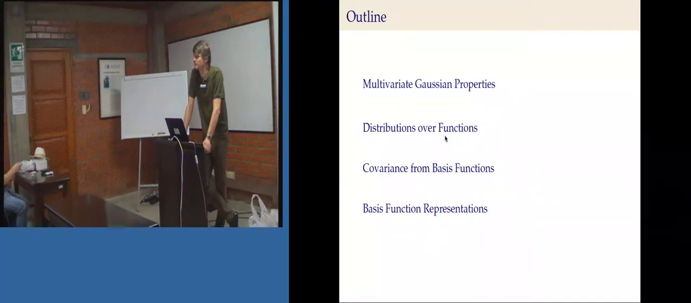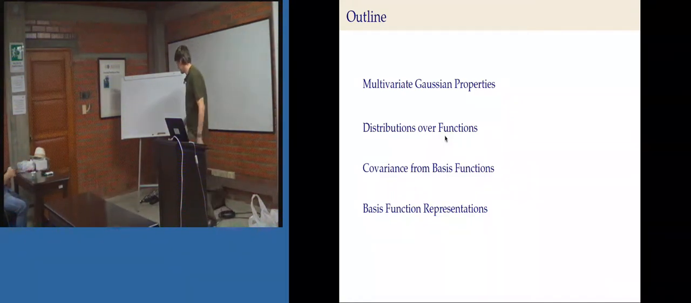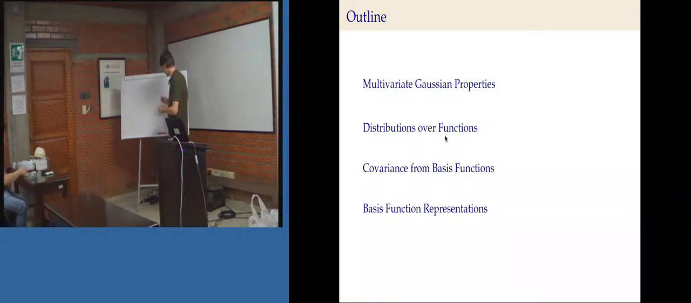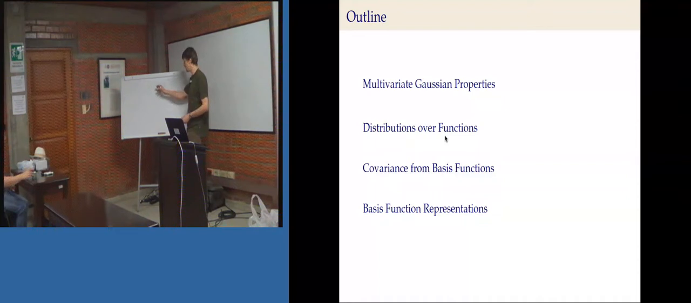Rather than this sort of long-winded way of writing down that f of x is equal to phi of x transpose w, and then putting a prior over w, which we might say is spherical with covariance alpha, and then saying, therefore, let's look at what f does.